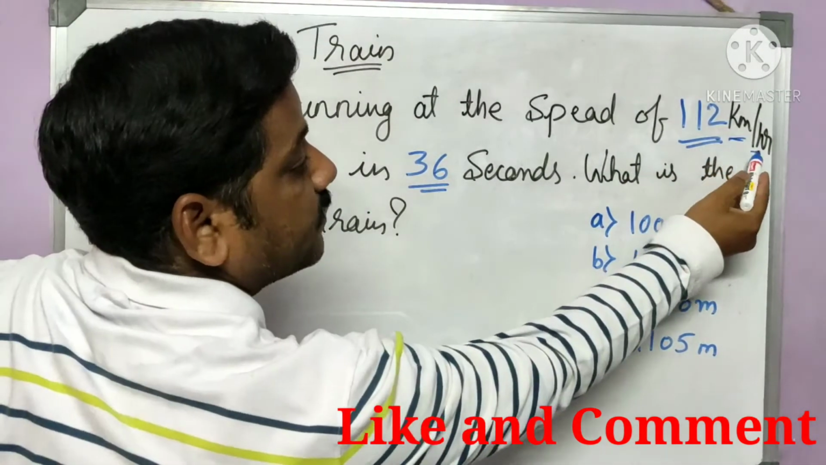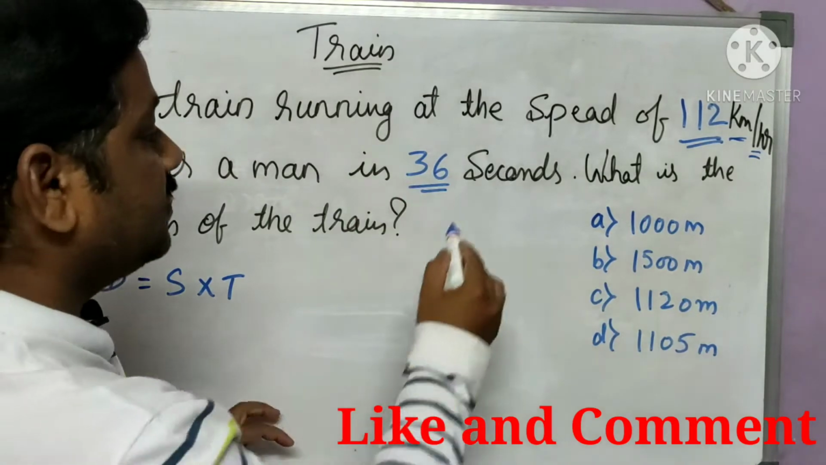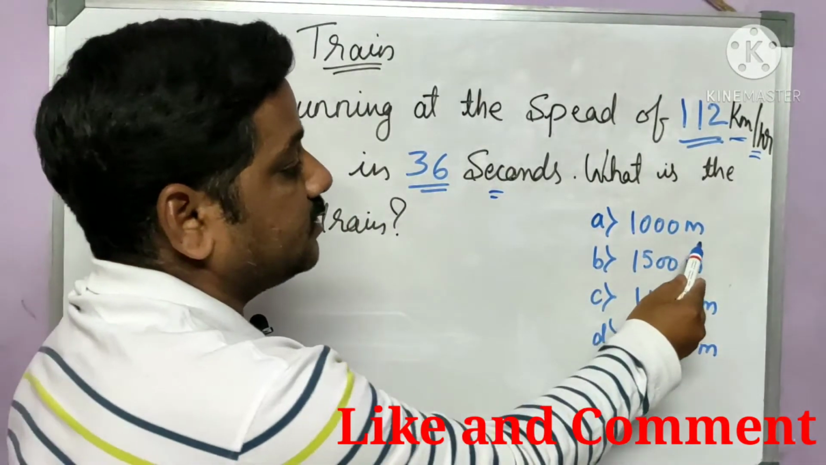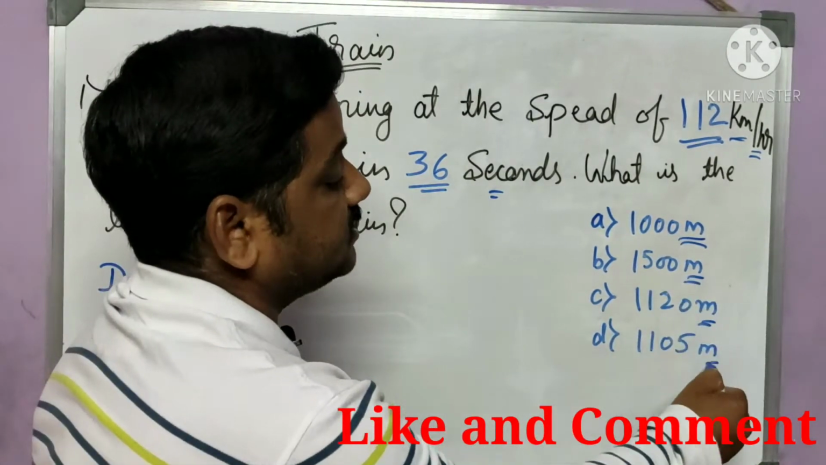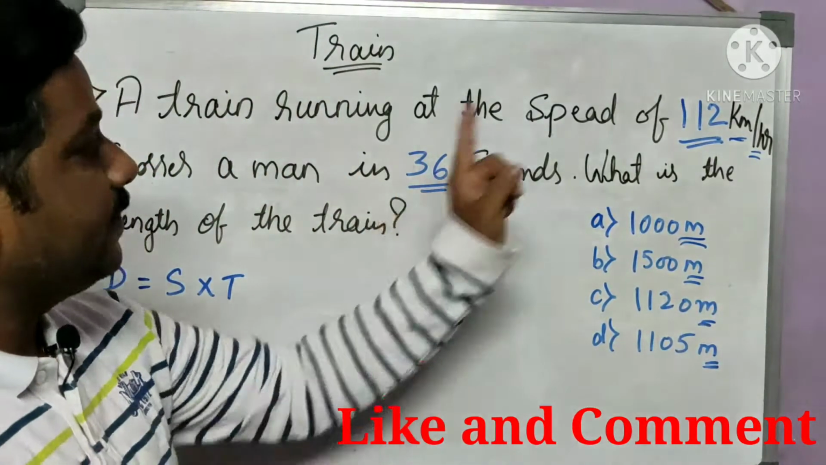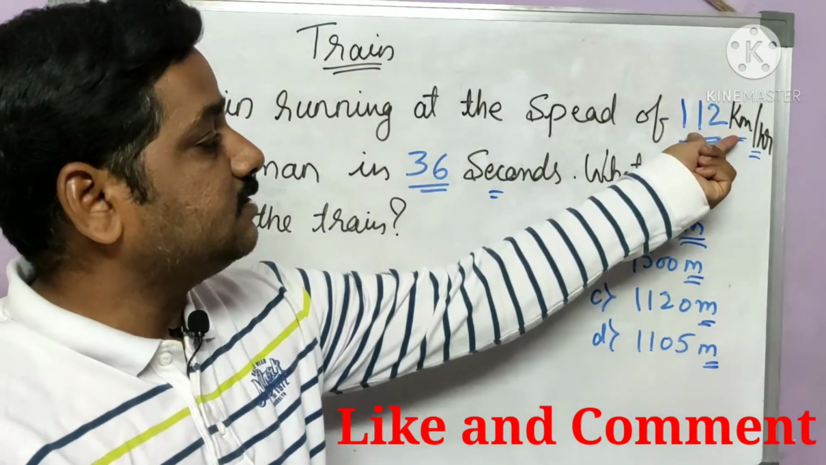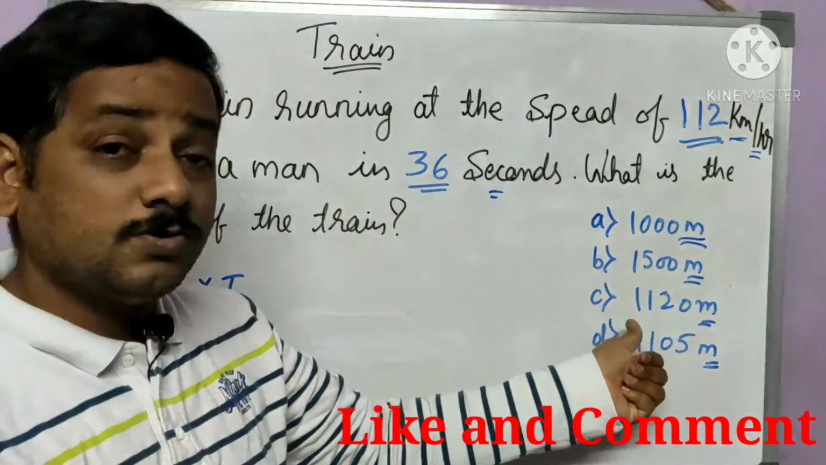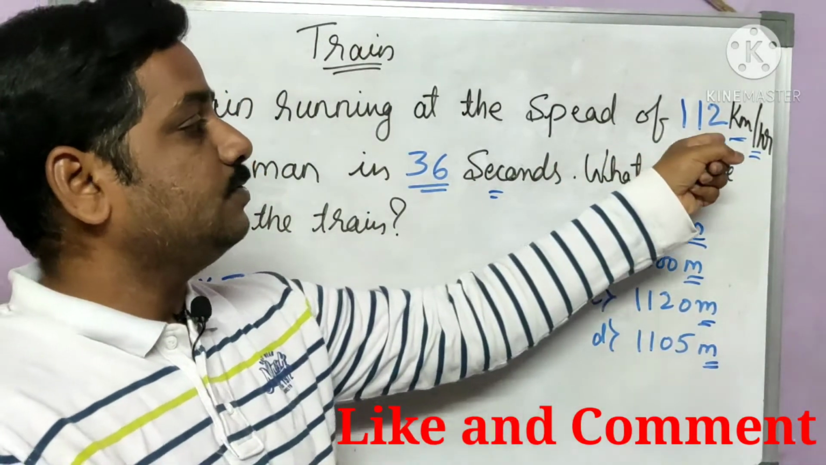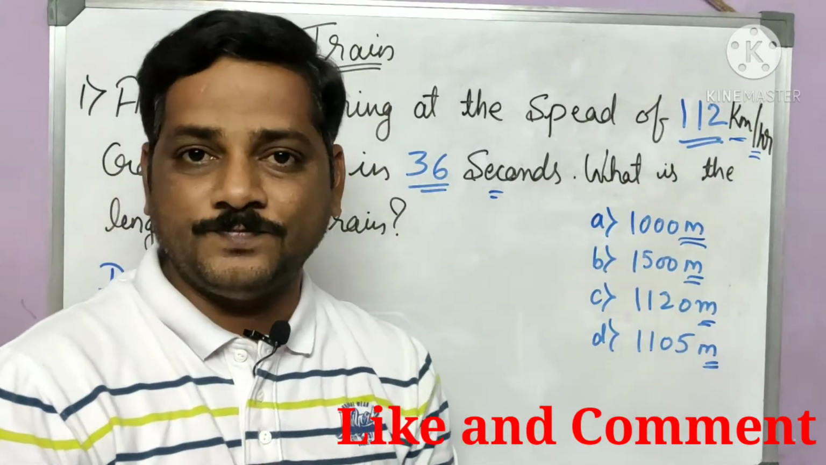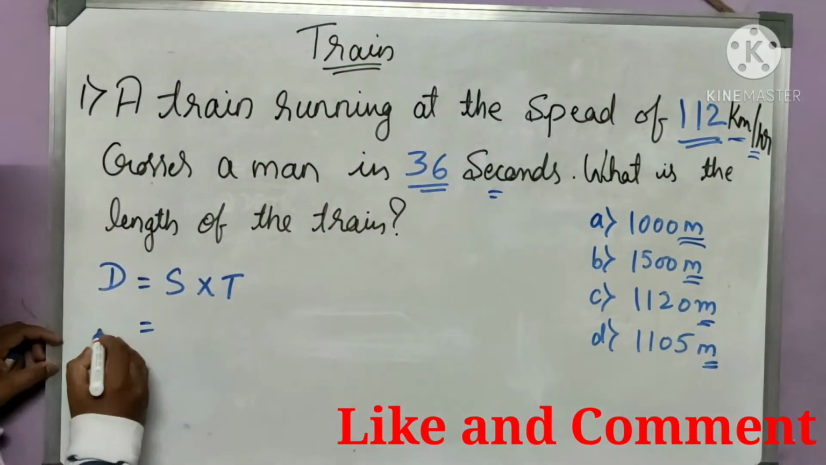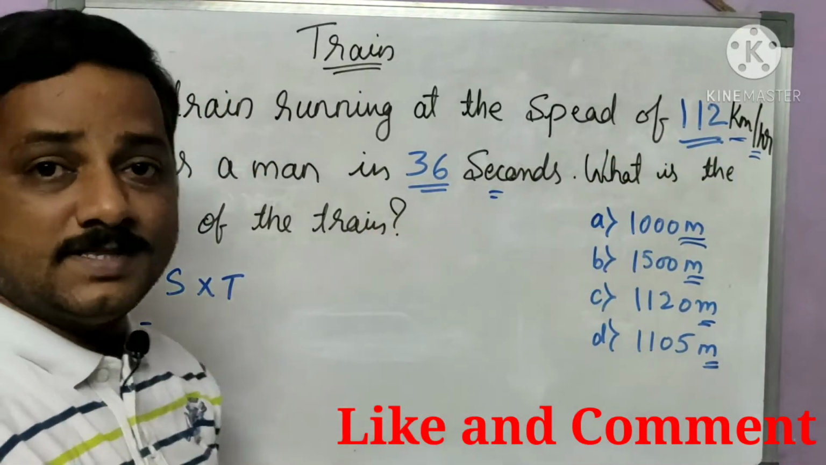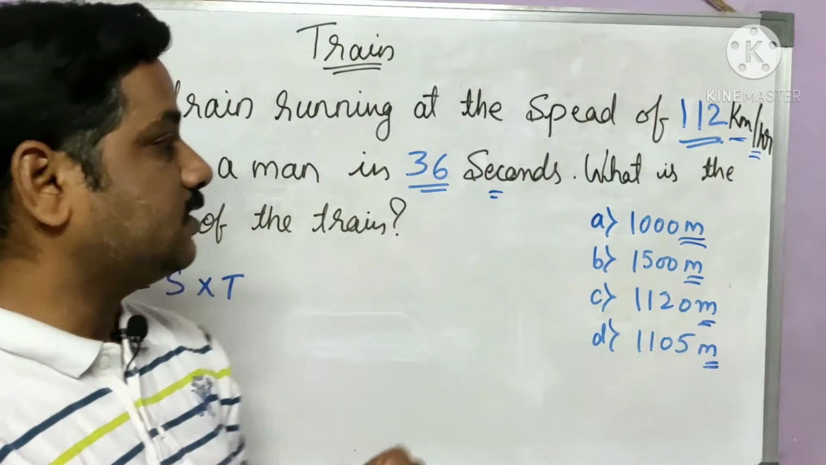Here one small trick is needed: speed is given in km per hour and time is given in seconds. Look at the options: the distances are in meters, not kilometers. So you need to convert the speed into meters per second, because time is in seconds and the distance obtained should be in meters. Students generally make the mistake of substituting the values of speed and time as they are. That should not happen.